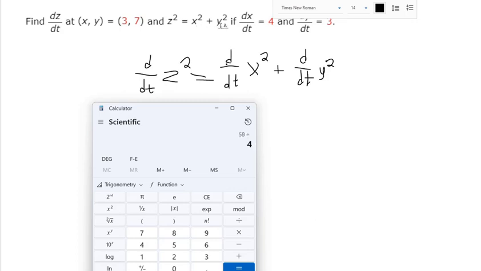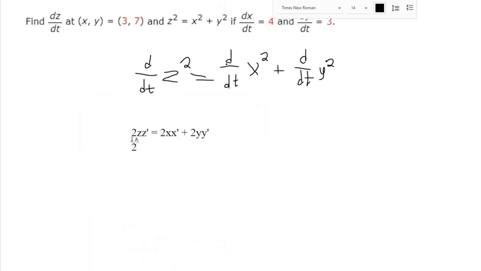I don't think that can be reduced either, right? 58 is not divisible by 16. Not divisible by 9. Okay. So z is the square root of 58. So I plug that in for z. And then z prime, that's the thing we're trying to solve for. The derivative of z with respect to t.